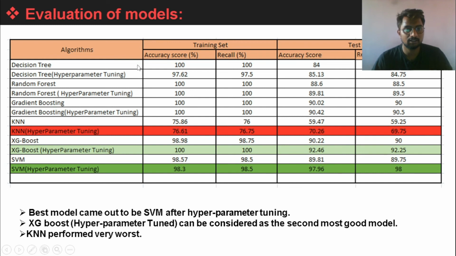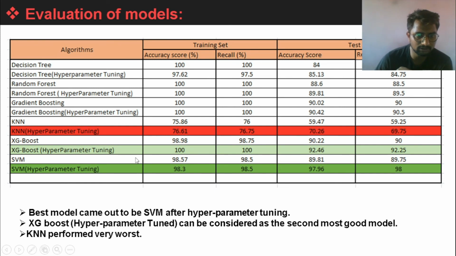So next is evaluation of models. This is the evaluation table where we ran all models with default parameters and after hyperparameter tuning, and we checked the accuracy score and the recall. From this we can observe that KNN performed very poorly, so we highlighted it with red. After hyperparameter tuning we got an accuracy score of 76% on the training set and 70.26% on the test set.